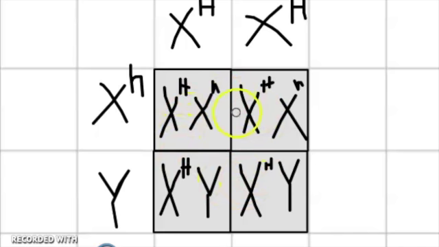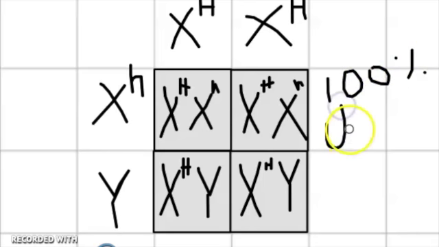So, looking at this, 100% of the offspring would actually be unaffected. Oh, and that's going to be really difficult to write, so we're going to stop it here. But unaffected, okay? They are not going to have hemophilia.